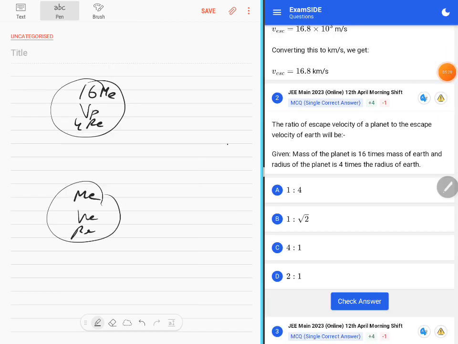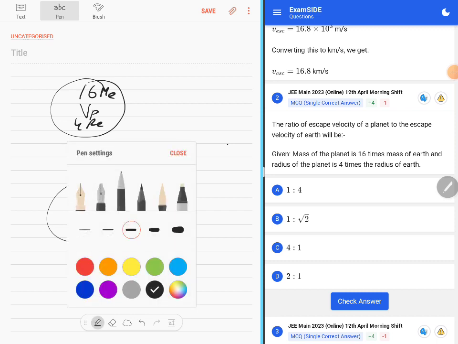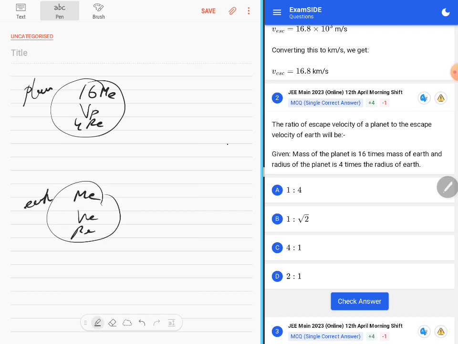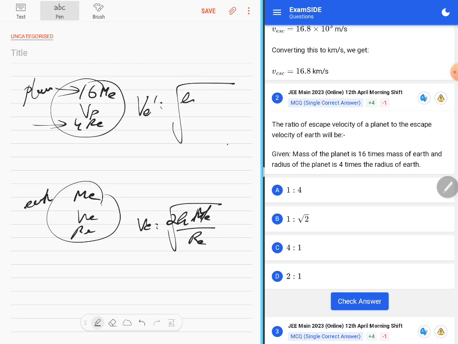The same question: the ratio of escape velocity of the planet. Let's consider this to be the planet and this to be the Earth. They're asking the ratio of escape velocities. The planet's mass is 16 times the mass of the Earth and its radius is 4 times the radius of the Earth. Escape velocity generally is root of GMe by Re. But here V dash will be root of 2. We forgot that last time. I included G into 16Me by 4Re. Just take the 16 by 4, which is 4, so 2 times Ve. So 2:1.